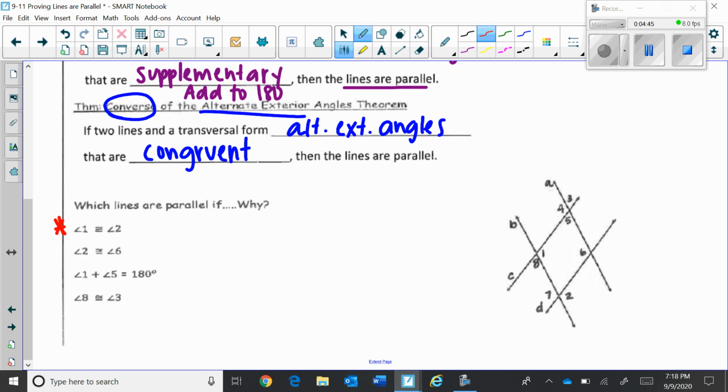We have angle 1 is congruent to angle 2. Let's highlight angle 1 and highlight angle 2. I know that those two angles that I just colored in red are congruent to each other. So it's asking me which two lines are parallel, and why do we know that? Before you pick out the parallel lines, sometimes it's easier to pick out the transversal.